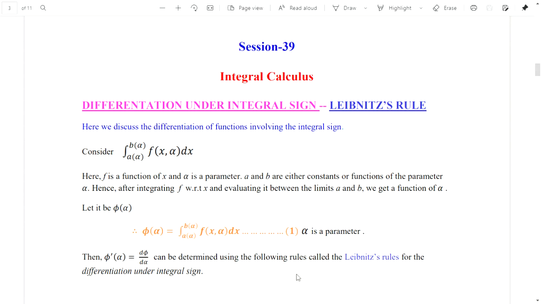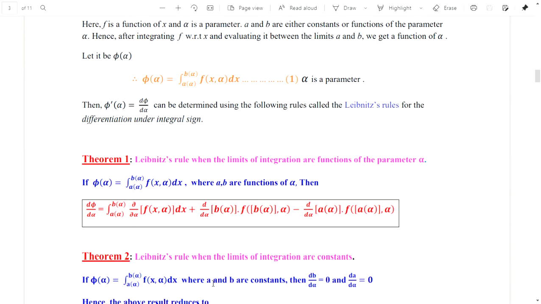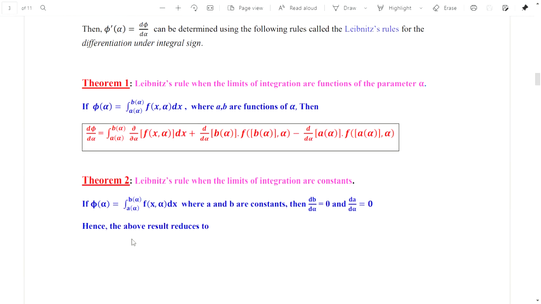So to evaluate this type of problems, Leibniz has given a formula which is known as Leibniz rule of differentiation under integral sign. The rule is as follows. Here the first theorem is Leibniz rule when the limits of integration are functions of the parameter alpha. So here the limits are in terms of alpha.